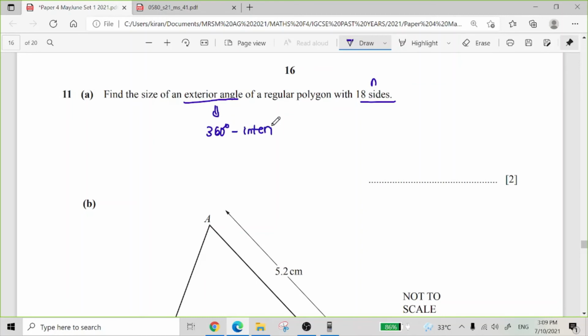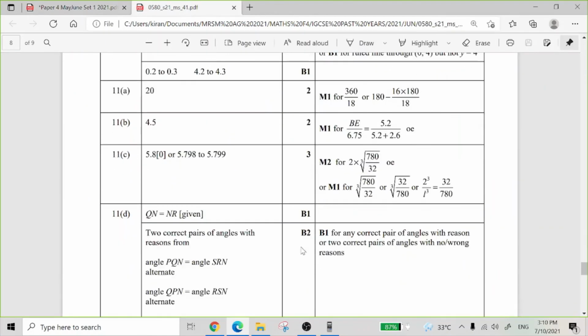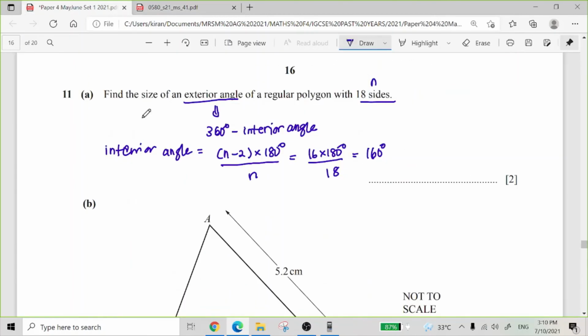So how to get the interior angle? The interior angle is (n minus 2) times 180 divided by n. We have 18, so 16 times 180 divided by 18, and we get the interior angle 160. Sorry, the exterior angle should be 180 here, not 360, minus the interior angle.